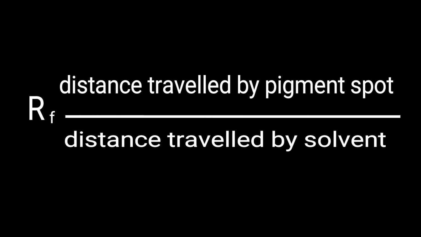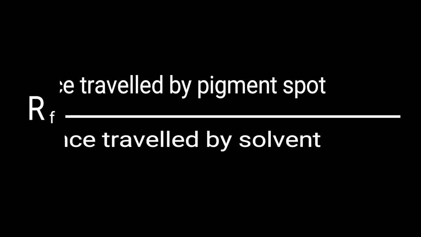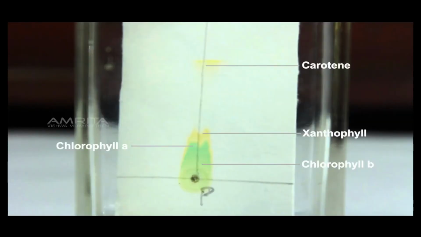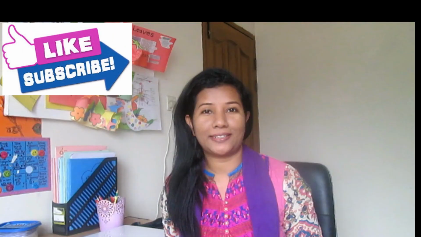So these will vary depending on the solvent used, but in general carotenoids have RF values close to 1, and chlorophyll B has a much lower RF value, and chlorophyll A has an RF value between those of carotenoids and chlorophyll B. So guys, that's all.